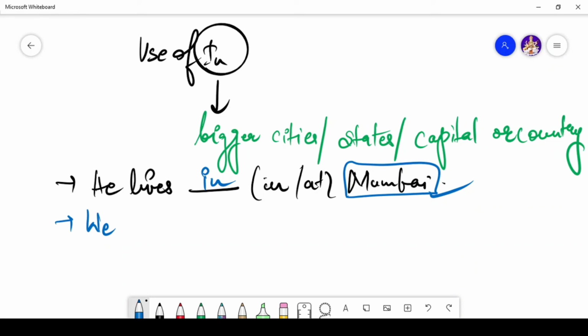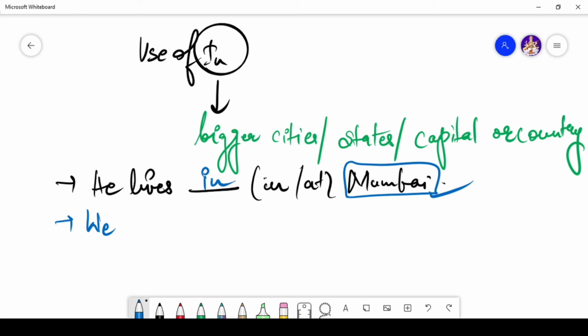Why are you going to use "in" with Mumbai? Because you're talking about a bigger city. So whenever you're talking about a bigger city or a state or a capital, or a country, like she lives in the States. Again, the States is a country. So whenever you're talking about anything big, make sure you are using "in" instead of "at".